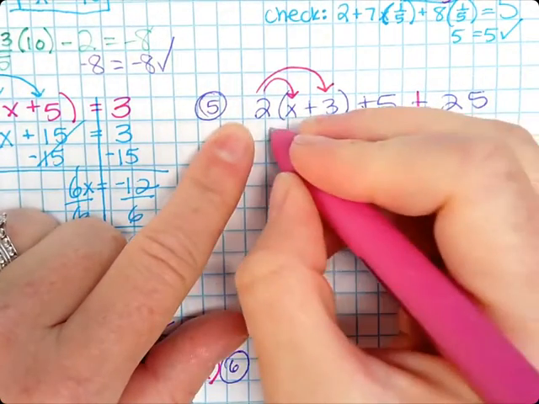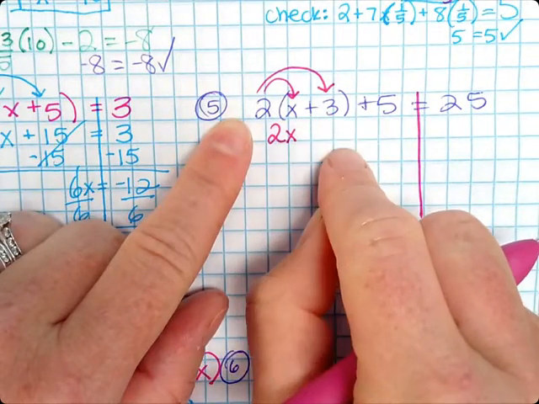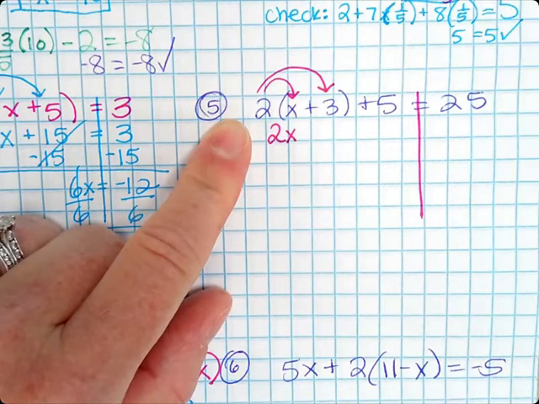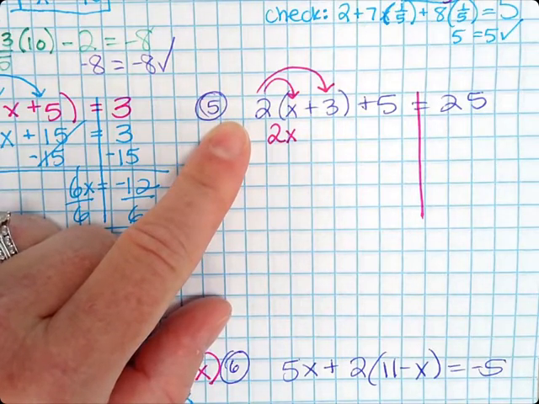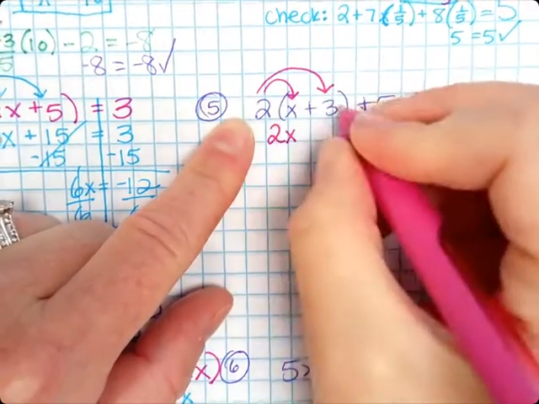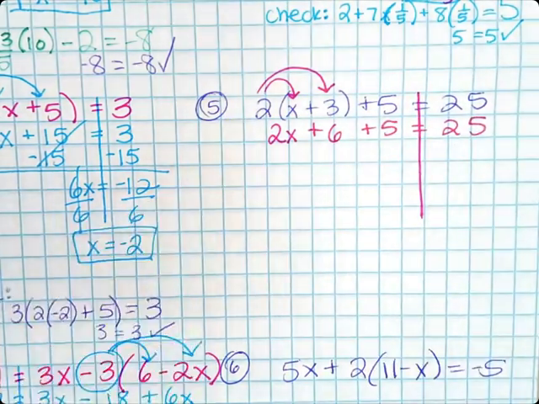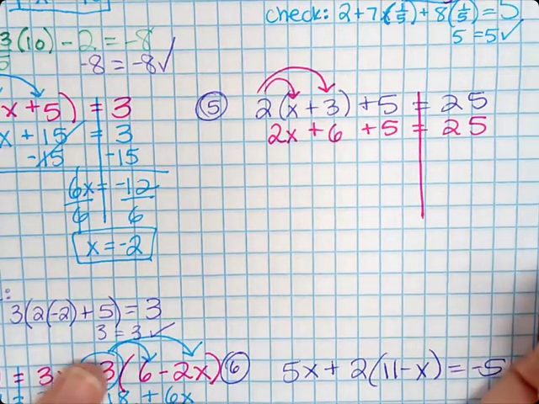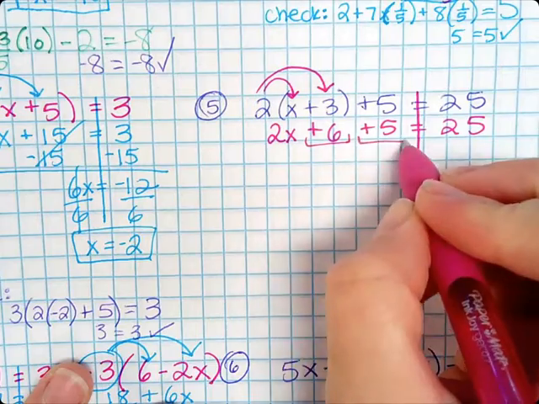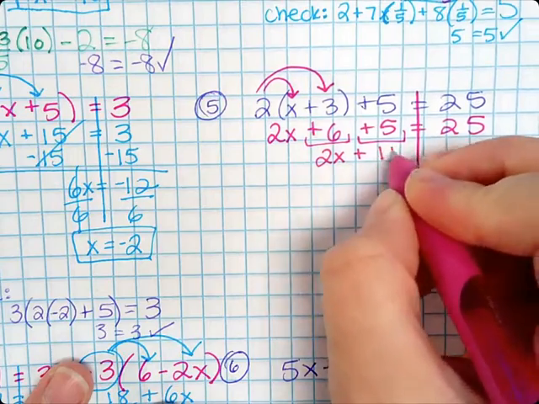So 2 times x is 2x. A lot of people miss the 2 times 3 and just put plus 3. So if you get the wrong answer when you check it, then you need to make sure that you distribute it to both numbers inside that parentheses. So this would be 2 times 3 is 6, and then carry everything else down. Now combine your like terms. We have a positive 6 and a positive 5. So 6 and 5 make 11.